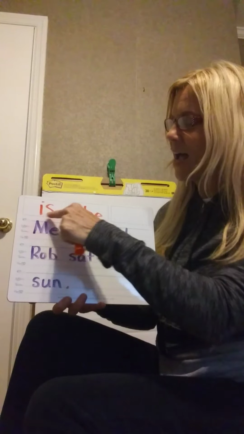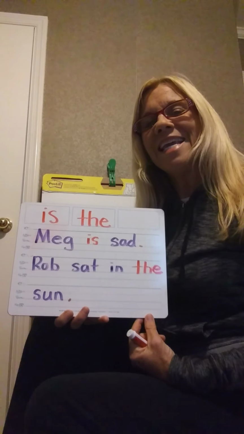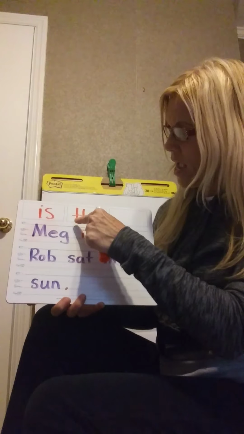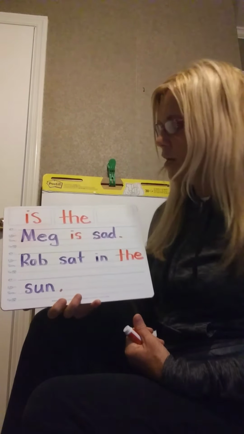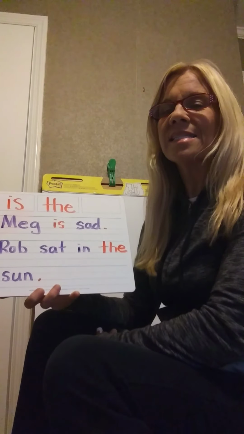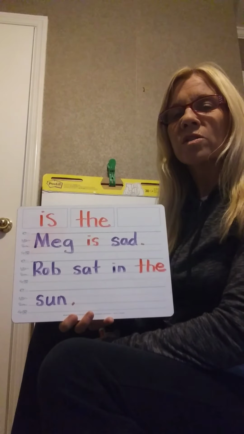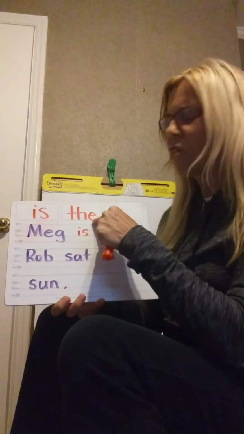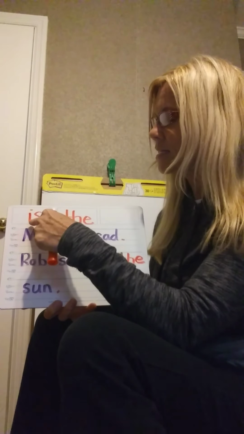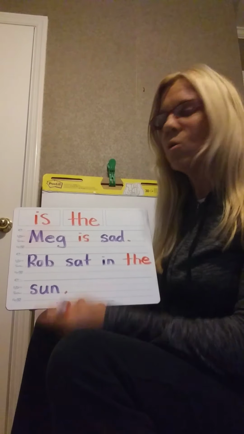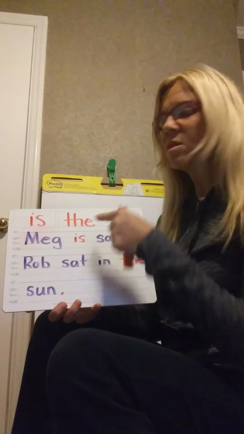If I just have is, what is that word? Is. Very good. If I have the, what is that word? The. Very good. But if I use those words in a sentence at the bottom, then we can put those words together to make a sentence, right? What do we notice about the word is and the word the? Can you sound those words out? No. If you tried to sound out is, it would sound like this. Is. But you really pronounce the word is with a Z. What if you tried to pronounce the word the?